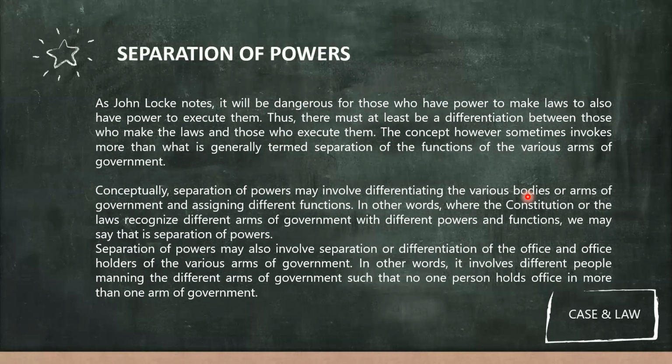Now, according to John Locke, it was very dangerous for those who have the power to make laws to also have the power to execute them, because then they would only make bad laws and just go ahead and execute them. So according to John Locke, there must be some differentiation between who makes the laws and those who execute them.